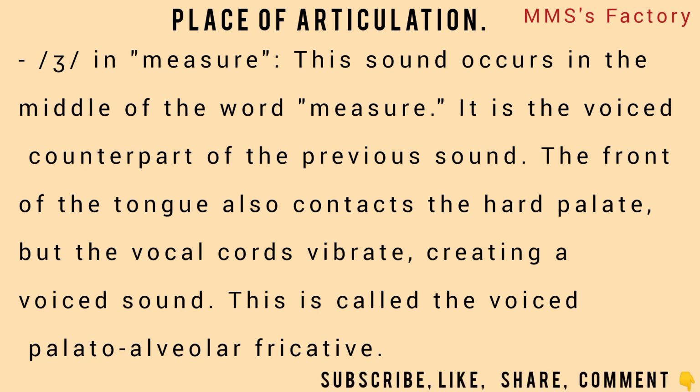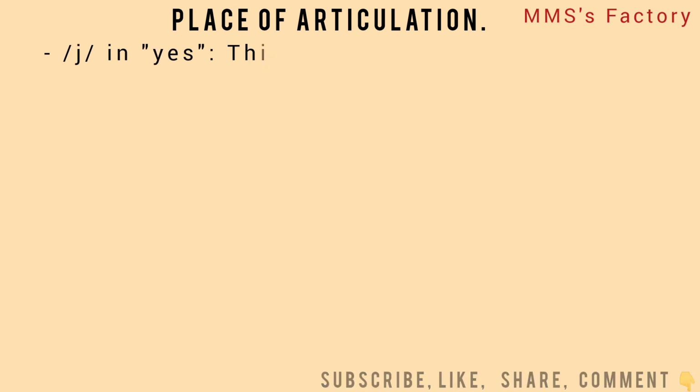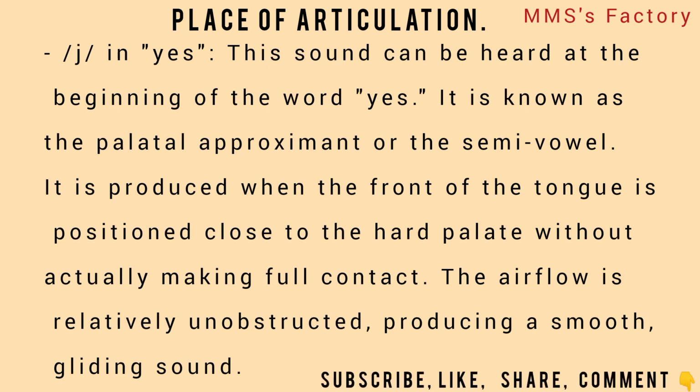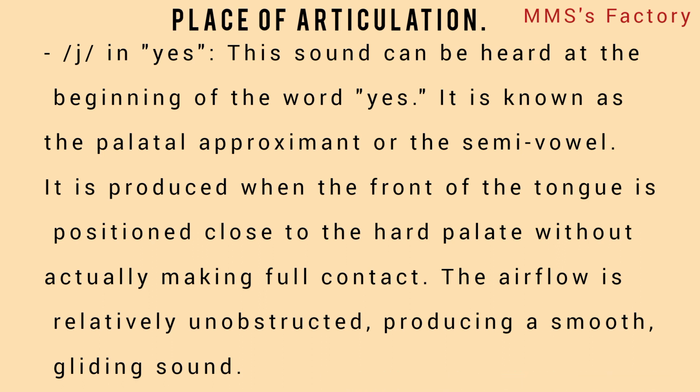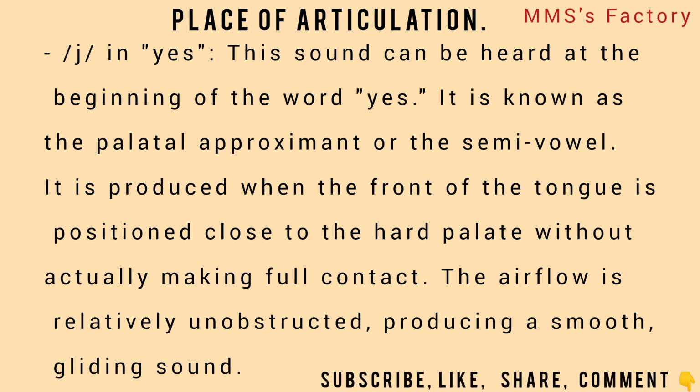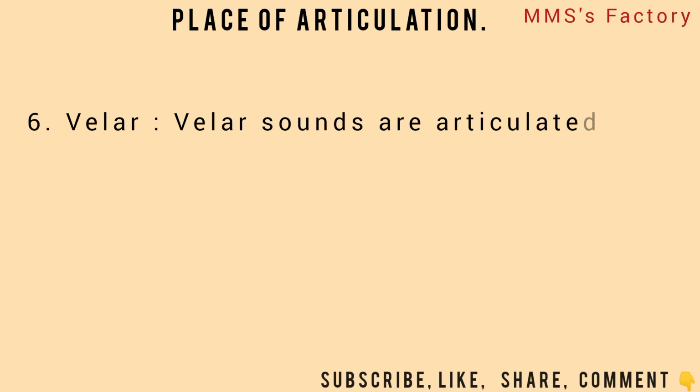This is called the voiced palato-alveolar fricative. J, in yes. This sound can be heard at the beginning of the word yes. It is known as the palatal approximant or the semi-vowel. It is produced when the front of the tongue is positioned close to the hard palate without actually making full contact. The airflow is relatively unobstructed, producing a smooth, gliding sound.